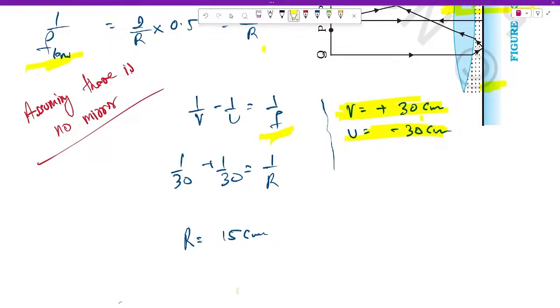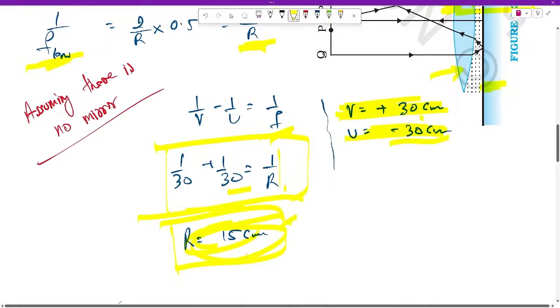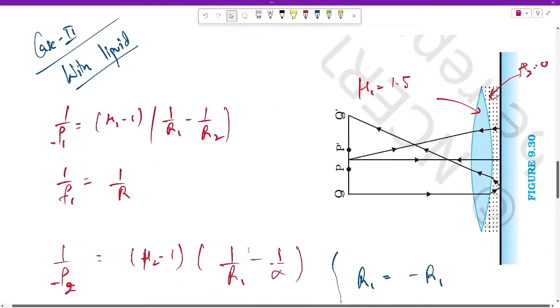Since F of this lens is equal to 1 by R, we can easily write that 1 by 30 plus 1 by 30 equals 1 by R. This will give us R equals 15 centimeter. That is, the radius of curvature of this lens is 15 centimeter. Now we will proceed with the case when there is a liquid.